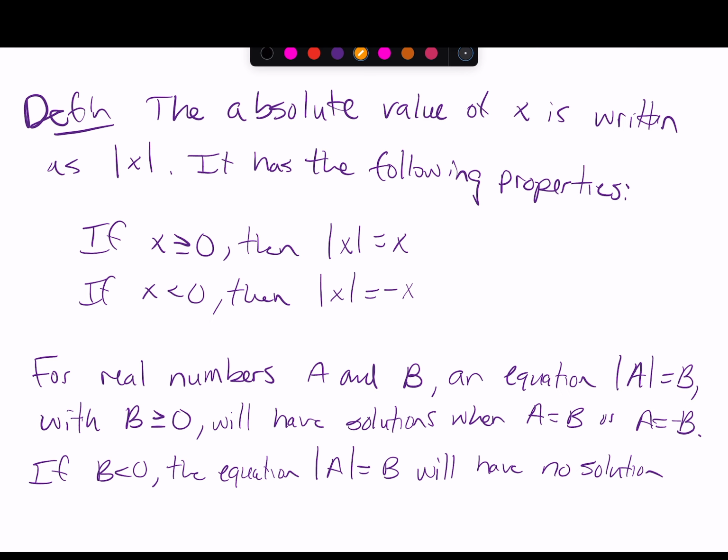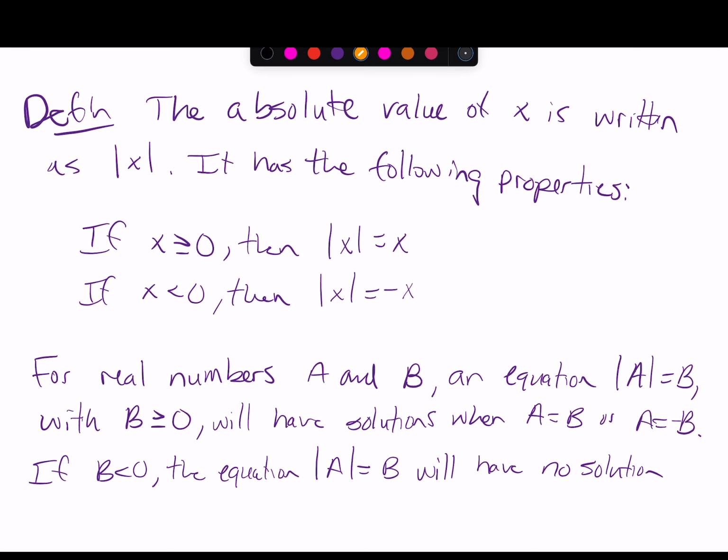For real numbers a and b, an equation, absolute value of a equal to b, where b is greater than or equal to 0, will have solutions when a is equal to b or a is equal to negative b. If b is less than 0, the equation absolute value of a equal to b will have no solution. The absolute value can never be negative.